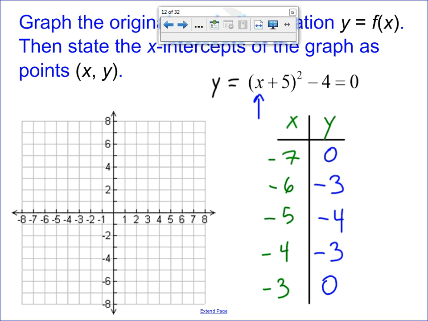Okay, guys, let's carefully plot those on the xy coordinate plane and see what we're looking at. So when I plot negative 7 comma 0, negative 6 comma negative 3, negative 5 comma negative 4, negative 4 comma negative 3, and negative 3 comma 0, can you begin to see the bowl shape, visually? Do you see what that looks like? Let's go ahead and connect those and make a nice smooth parabola.